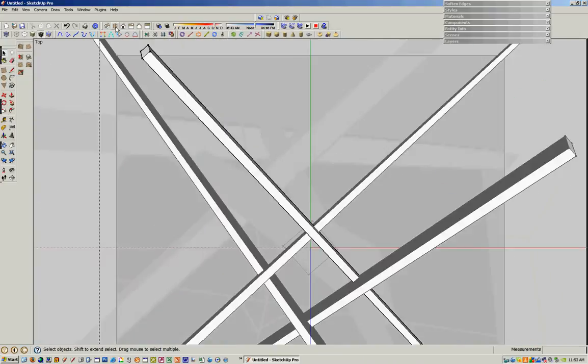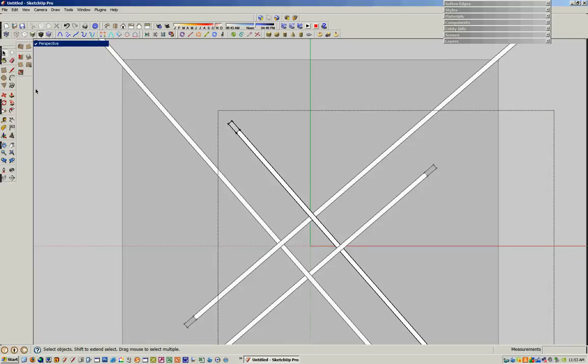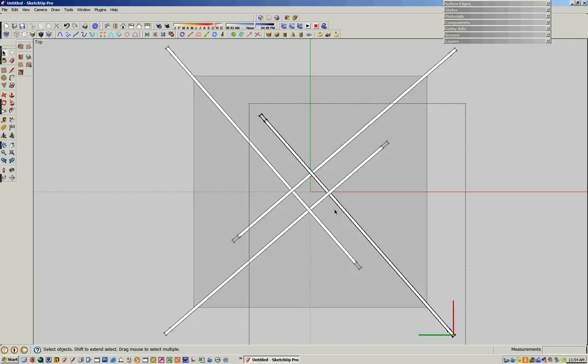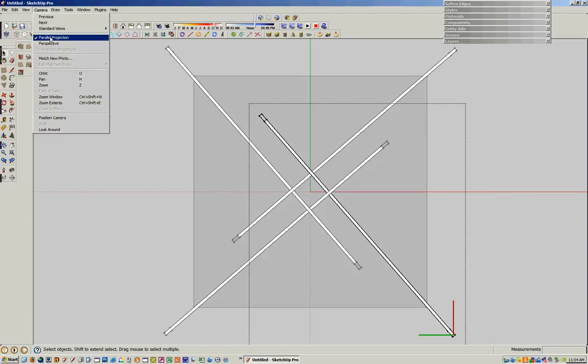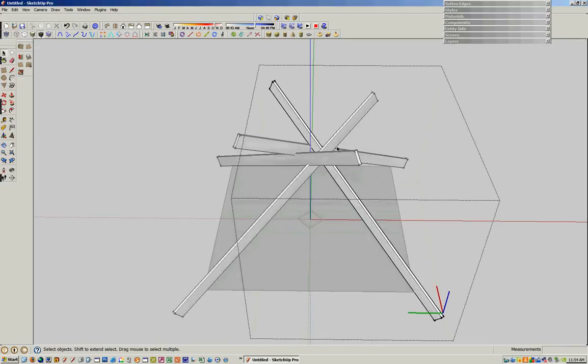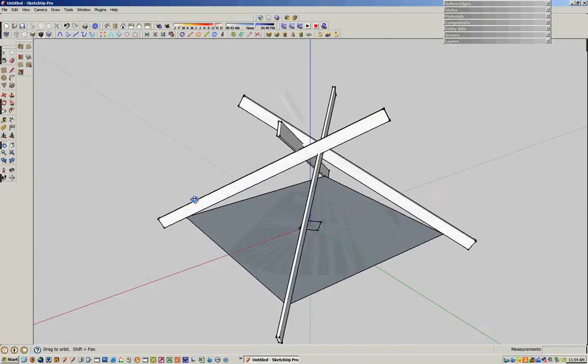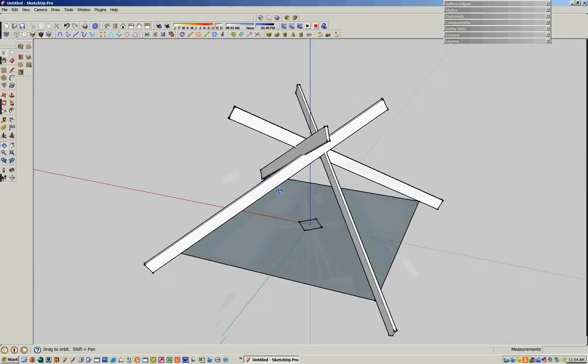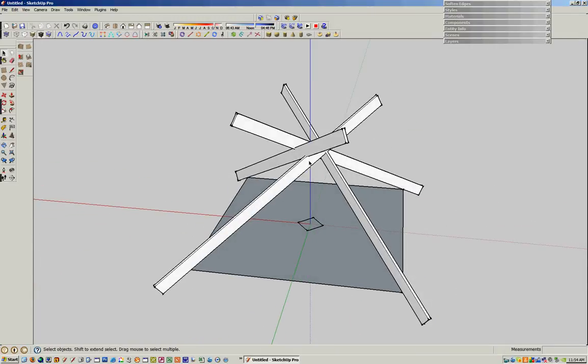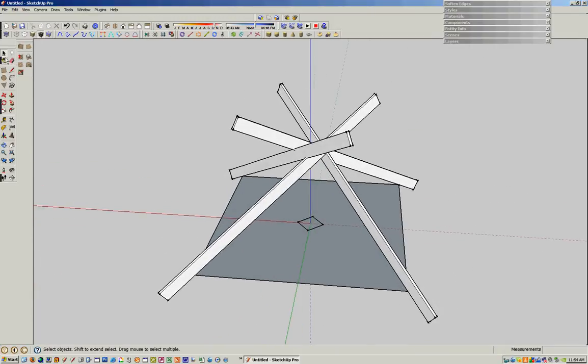If you look at it from above, we'll get rid of this perspective. Look at it from above, you can see that there's your basic 4-foot square. Turn our perspective back on, rotate it around, and there is a reciprocal roof frame. Now you want to know, okay, that's a fairly complex angle. How do I cut that angle?